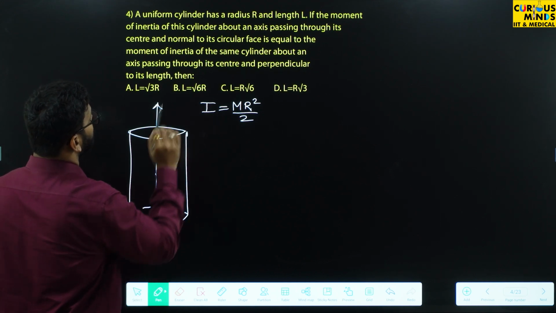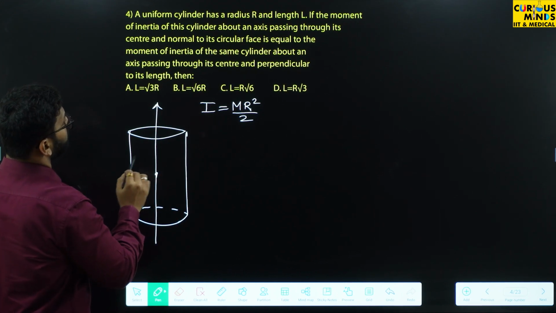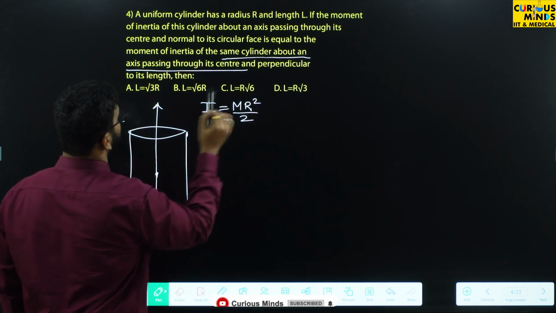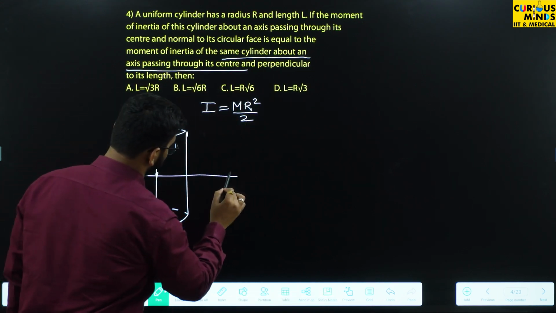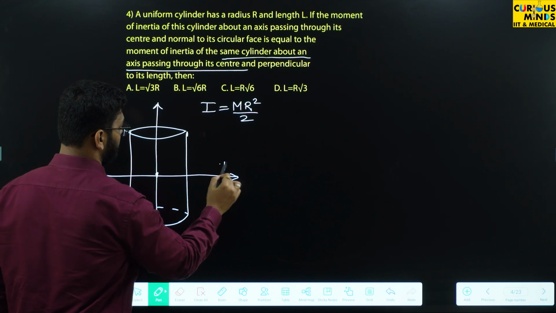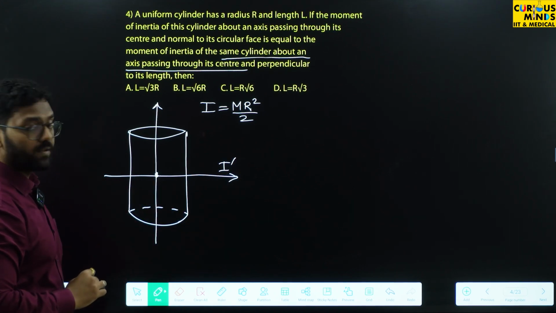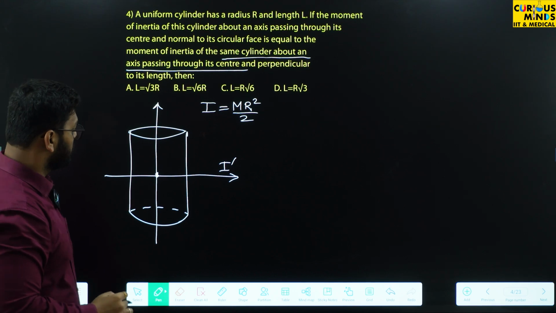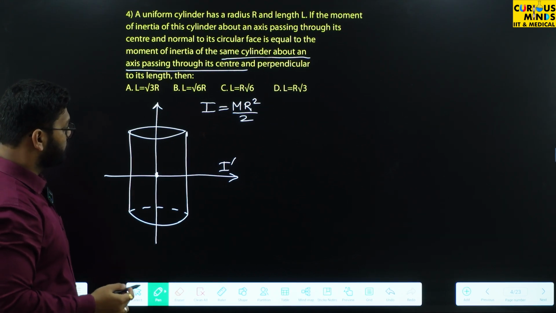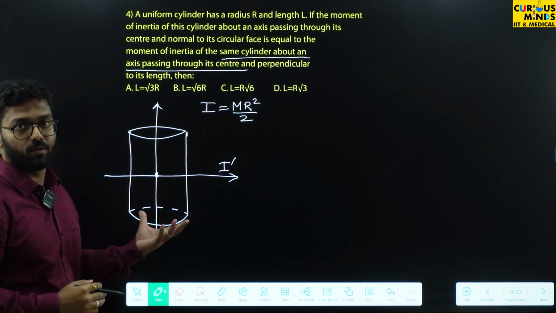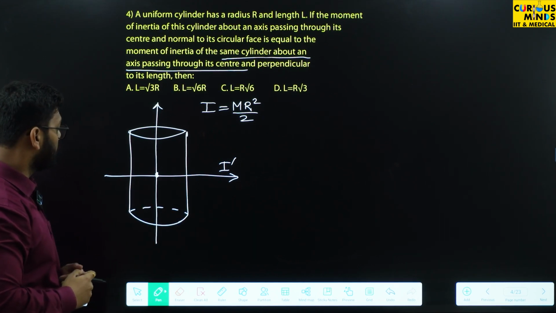Now this moment of inertia is equal to the same cylinder about an axis passing through its center and perpendicular to its length. That means this moment of inertia. Let's say this is I dash. Now what is this moment of inertia? How will you find that? So here we cannot use the parallel axis or perpendicular axis theorem, because a cylinder is not a planar body. We cannot use them. Then what can we do?